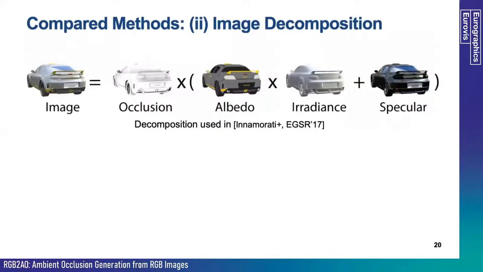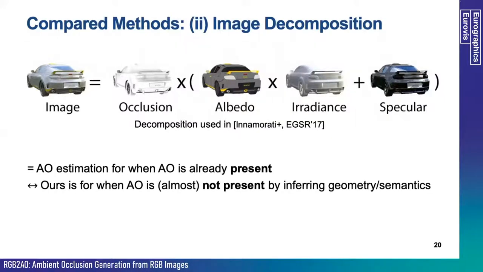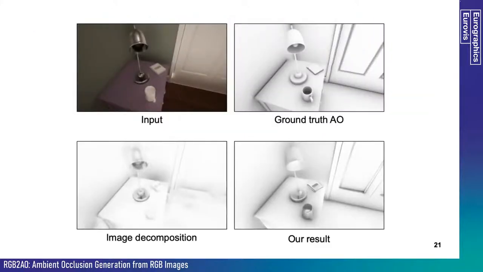The second one is image decomposition. Innamorati's method decomposes an input RGB image into multiple layers, including ambient occlusion. However, this is AO estimation for when AO is already present in the image. In contrast, our approach is for generating the AO by inferring geometry and semantic information for when AO is not present. So, there is a clear difference between the result of image decomposition and our model. We are going to show the enlarged details in the next slide.